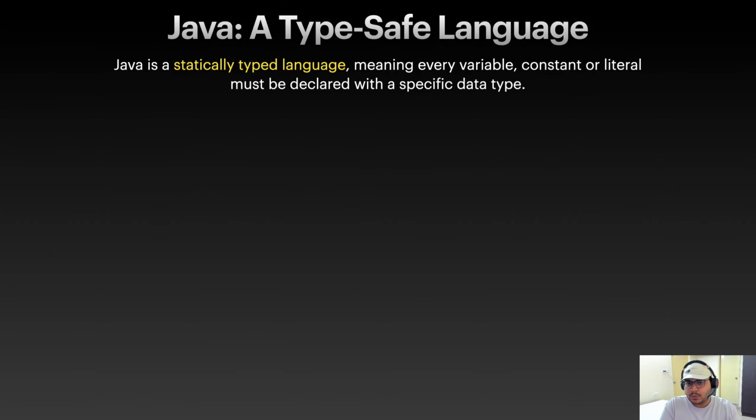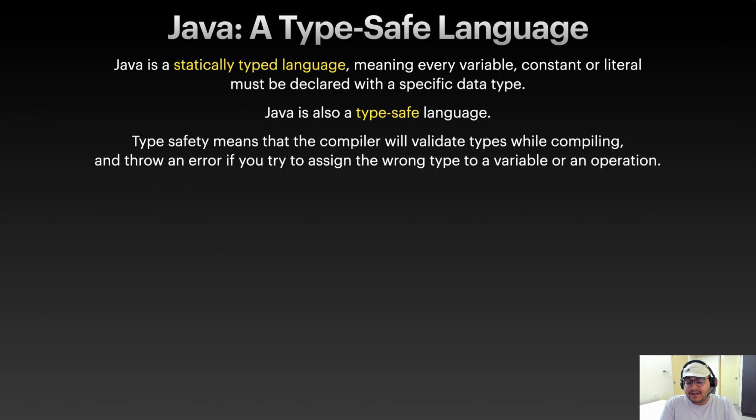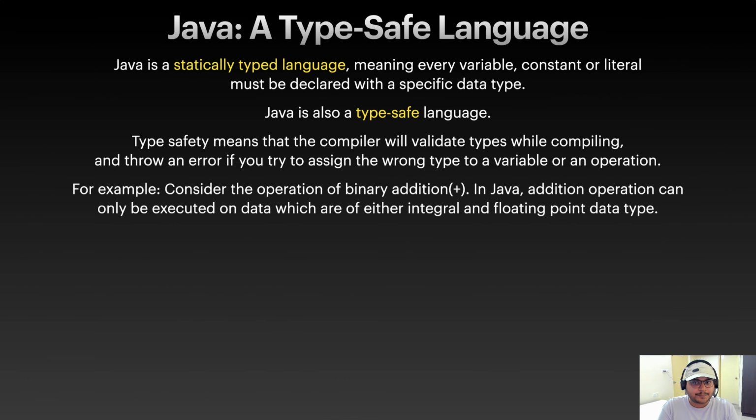In the previous episode, we discussed that Java is a statically typed language, meaning that every variable, constant, or literal we declare must have a specific data type associated with it, such as int, float, long, double, etc. On that note, Java is also a type-safe language. Type safety ensures that the compiler validates the data types of variables and literals while compiling or running a program and throws an error if you attempt to assign an incorrect type to a variable in any operation.